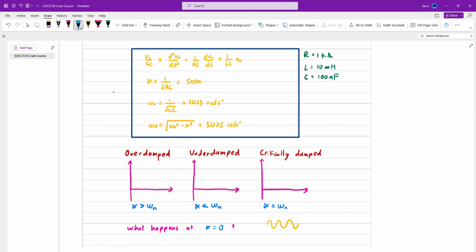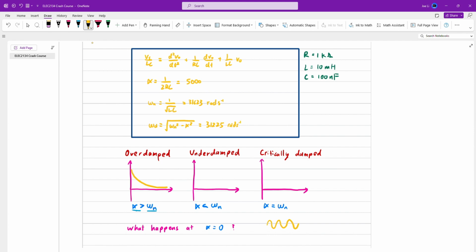So if alpha is greater than omega n, it means the amount you damp it is greater than the wave itself, the frequency. You're getting an overdamped response. You damp it way too much, so the sine wave is completely gone. You can't see the wave anymore.